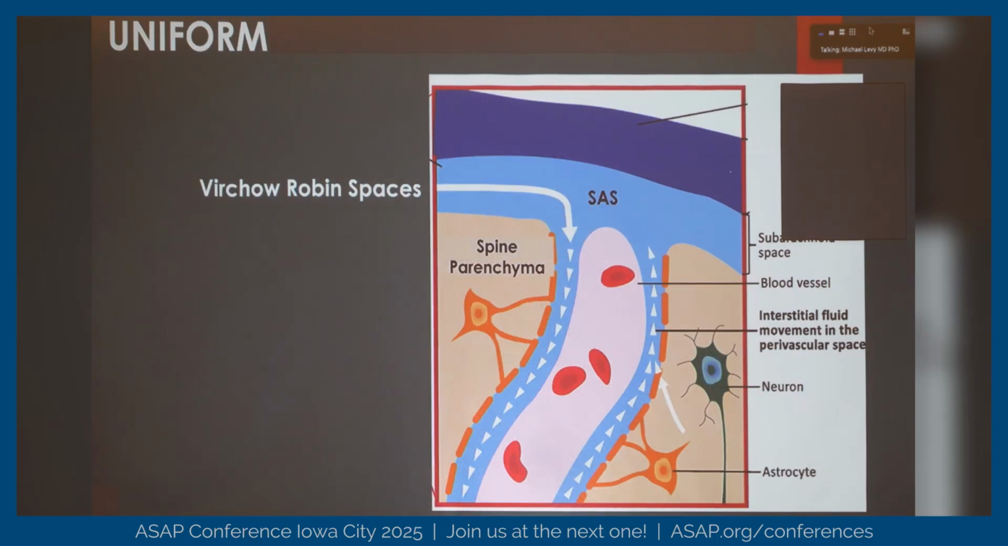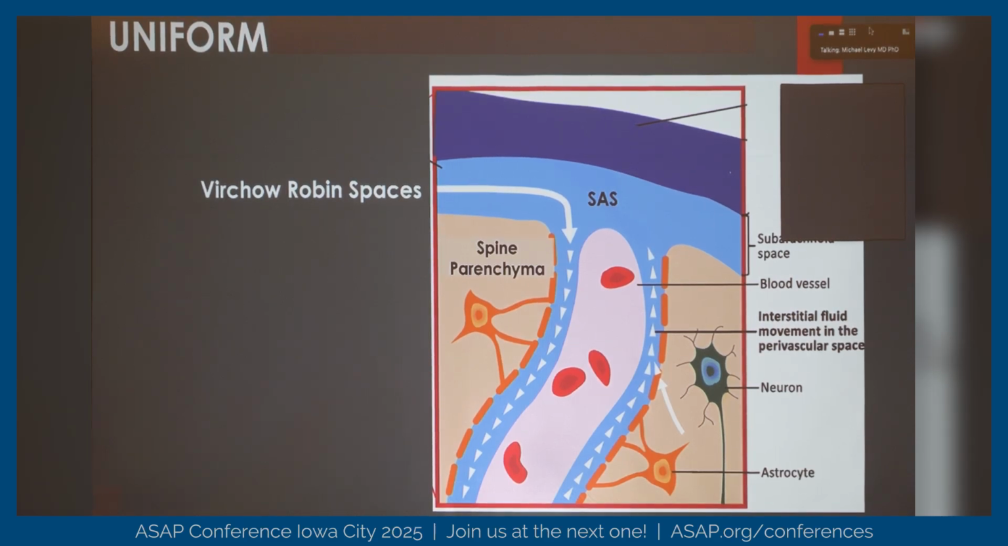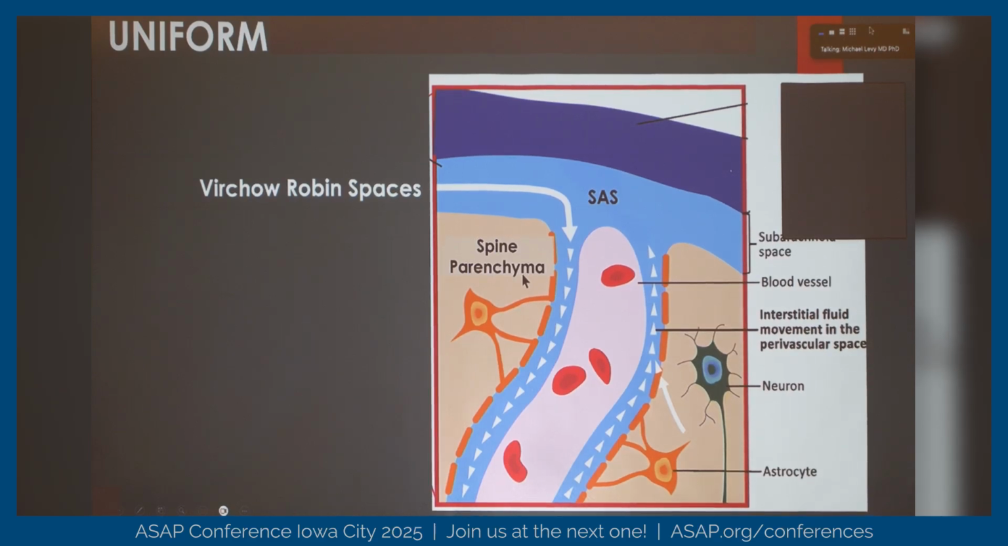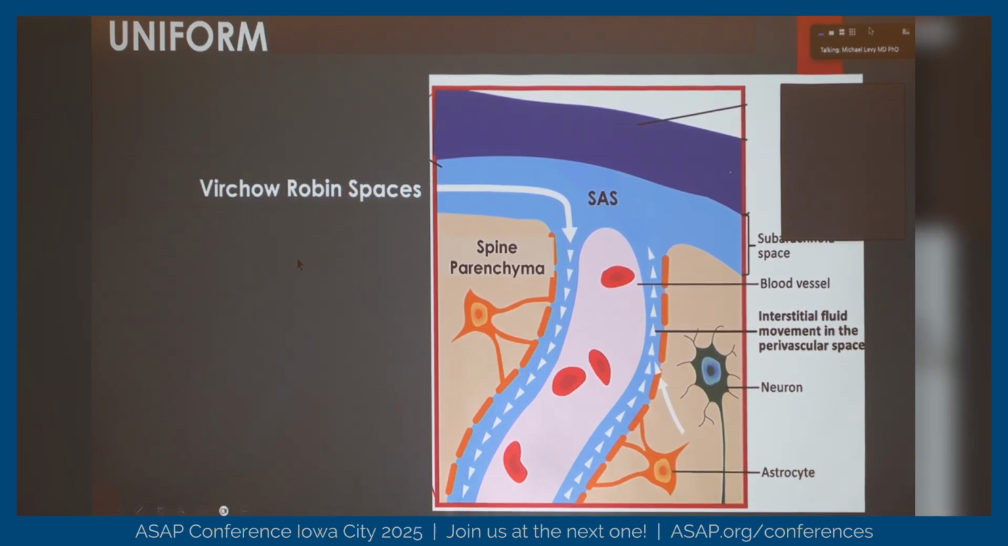So this is a normal cut trying to explain the anatomy, essentially, of these spaces. And these are called Virchow-Robin spaces, both in the spinal cord and the brain. You see, this is the subarachnoid space, the parenchyma of the spine. This is a blood vessel. This is the outlying dura.